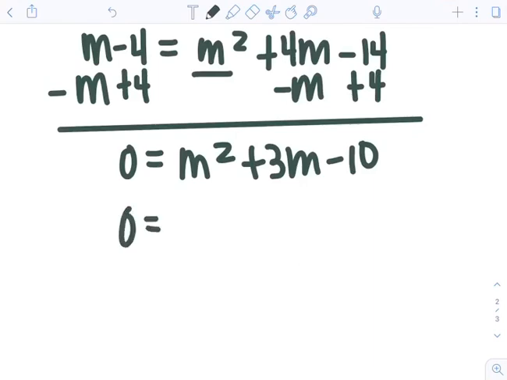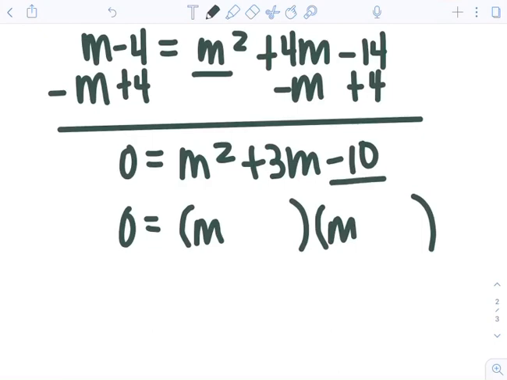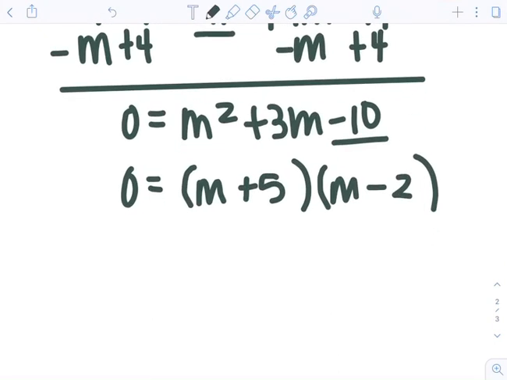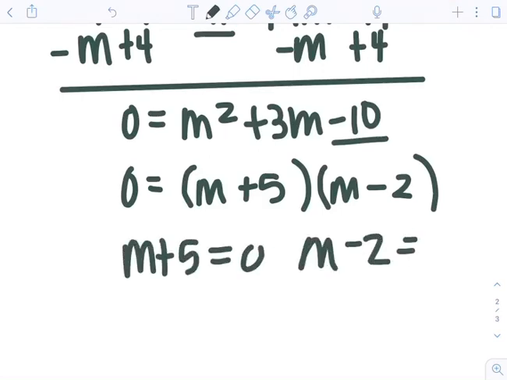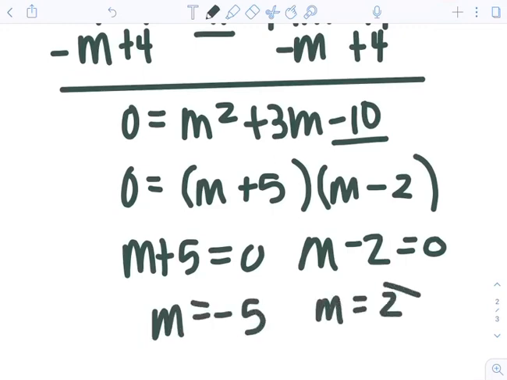Now you're going to factor. So two parentheses. I know m goes in the front. It's got to multiply to be negative 10, but add to be 3. That's positive 5, negative 2. Set both equal to 0 to get your two answers. So m equals -5, m equals +2.